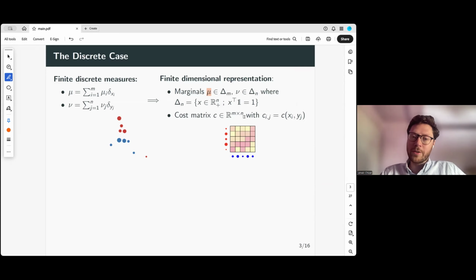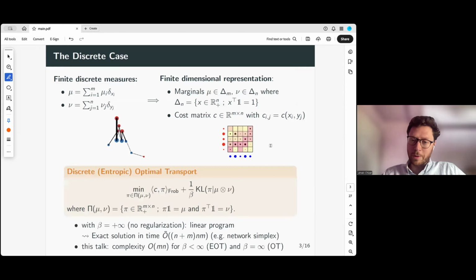So probability vectors. And then the only information that you would need from the cost function will be condensed in this matrix C of size m by n, which contains the pairwise cost between all the points x_i, y_j. So this is how you will represent your problem. You have this probability vector representing mu, the probability vector representing nu, and the cost matrix, which is of size m by n. And then the discrete optimal transport problem is a finite dimensional convex optimization problem.